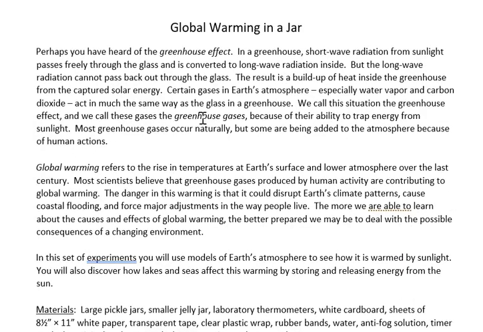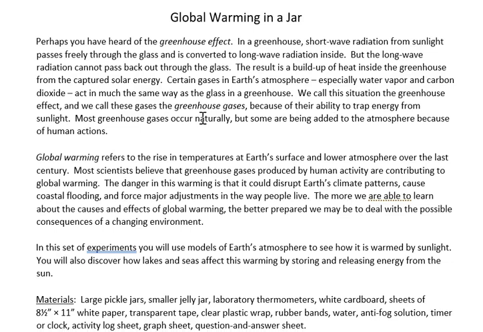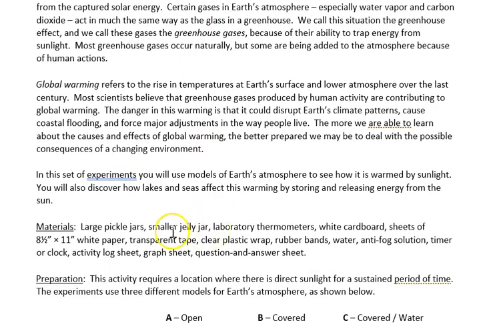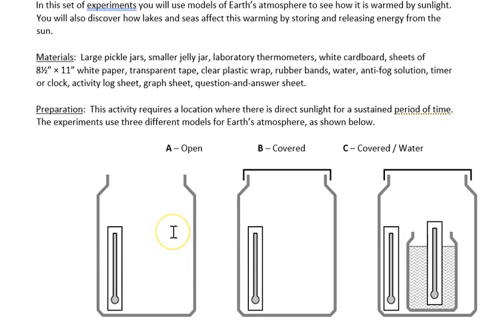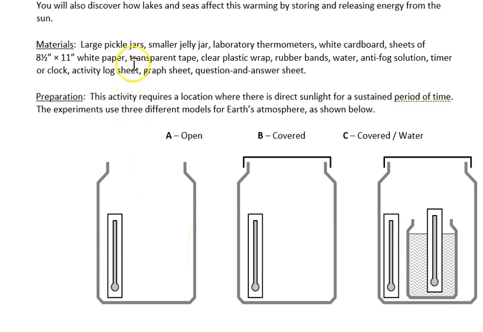You're then going to run an experiment that is designed to help you understand why global warming occurs and the role that CO2 plays. What you're going to need for this, and it's in the list, you need to read this, and then it talks about materials. Let me scroll up here. What you need, it says large pickle jars. You don't have to use pickle jars, but you need larger jars.